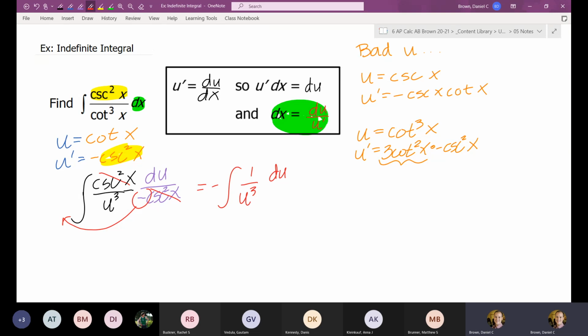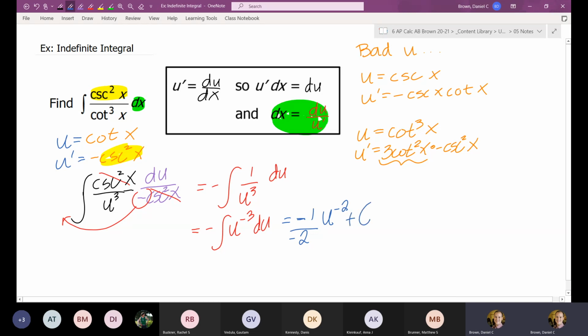Put u on top. Put the u on top. So we can't integrate it with that u in the denominator. So I can bring it up top with a negative exponent. And now we're happy because that's just an easy, simple power rule. So when I go to find that antiderivative, coefficients carry across. You add 1 to the exponent, -2, divide by that new exponent. So I'm going to divide by that -2, plus c.